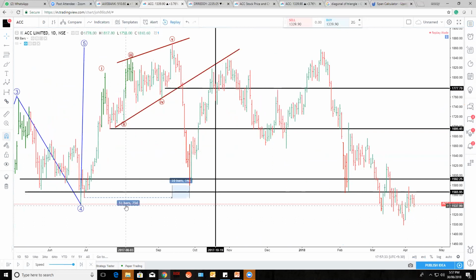Means it took less than 1/4 of the time to form the fifth wave completely. It took only 1/4 of the time to complete the target. Means a complete wash off of this uptrend, right? This is how the target will come in an ending diagonal.